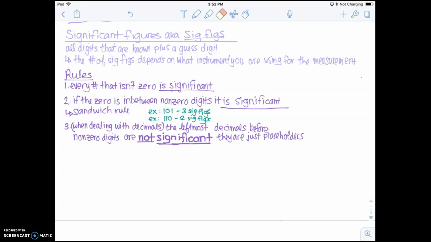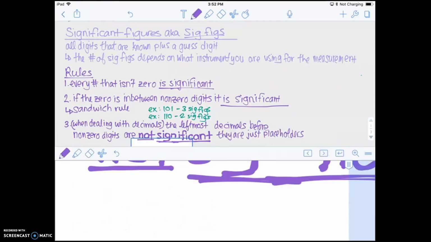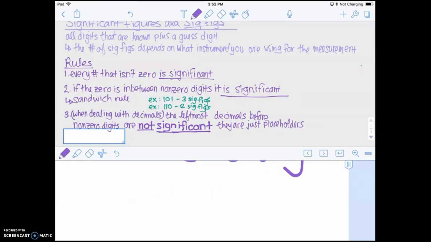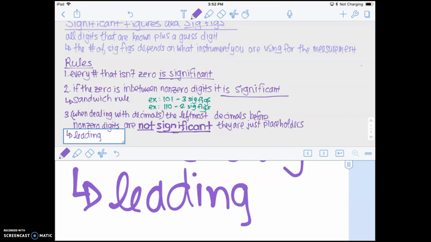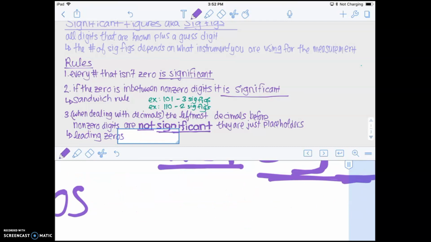Okay, so rule number 3 is a little bit convoluted. It's kind of a lot here. So when we're dealing with decimals, the leftmost zeros before non-zero digits are not significant. They are just placeholders. So I'm going to try and write that a little bit more clearly and see if this helps you guys. So basically, this is the rule of leading zeros. And when we say leading, it means they literally lead up to your first non-zero digit. So, leading zeros. And basically, just so you have it again, it is zeros that lead up to a non-zero digit. We do not count them as significant.